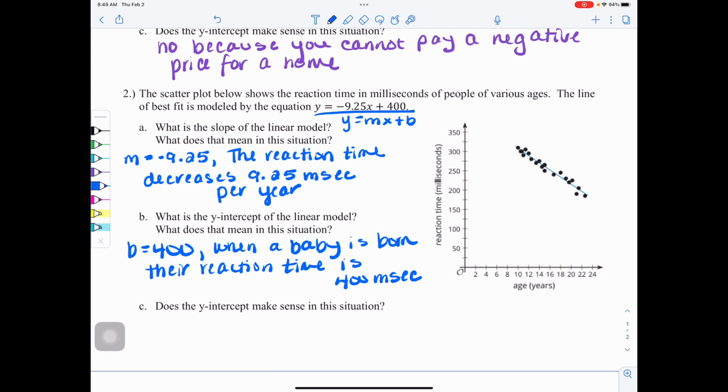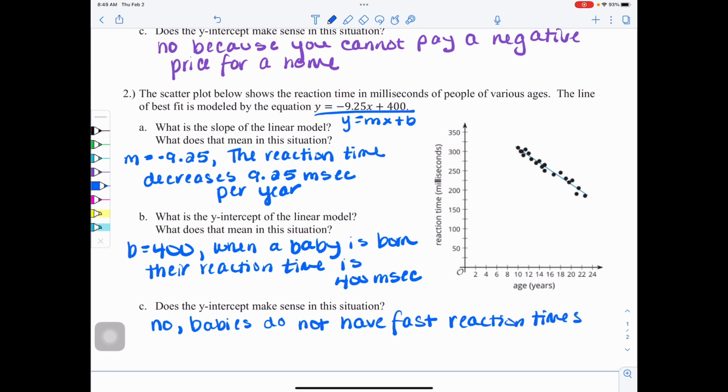Now, again, we're going to think about this. Does the y-intercept make sense in this situation? So our situation is reaction time in milliseconds. So we're saying that a baby has the fastest reaction time of all the people. And think about this. What do babies do? They're pretty laid back. They sleep, they eat, they sleep some more, right? So I don't think this makes sense. So we're going to say no. Babies do not have fast reaction times.